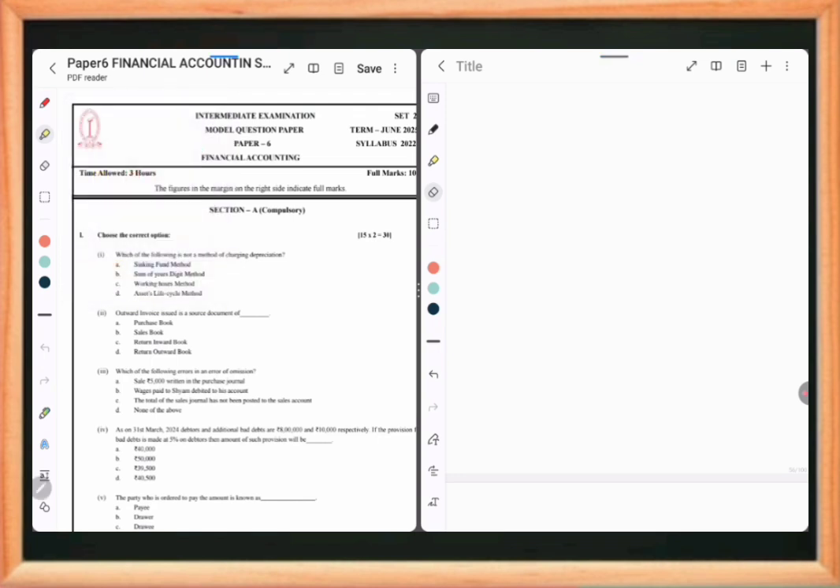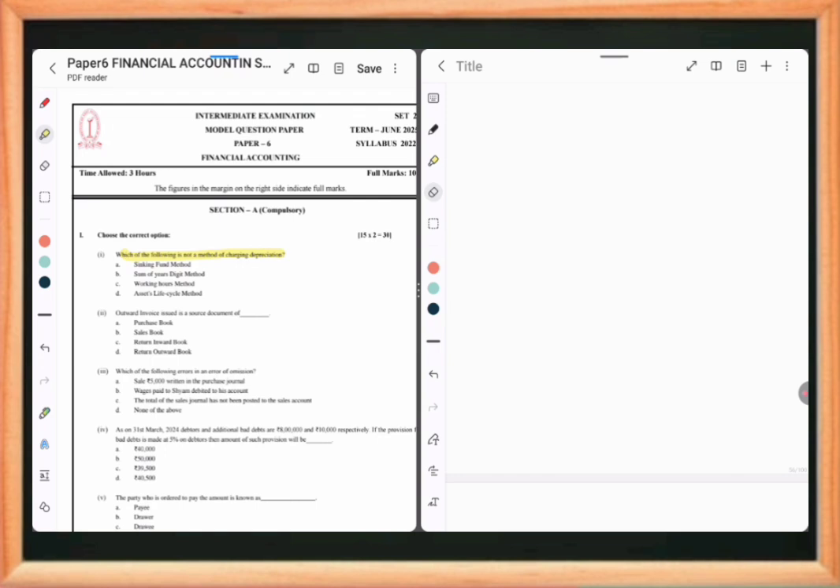1. Multiple choice questions. Which of the following is not a method of charging depreciation? We all know there are so many methods of charging depreciation. Here 4 methods are given. So out of that you have to select one which is not a method of charging depreciation.